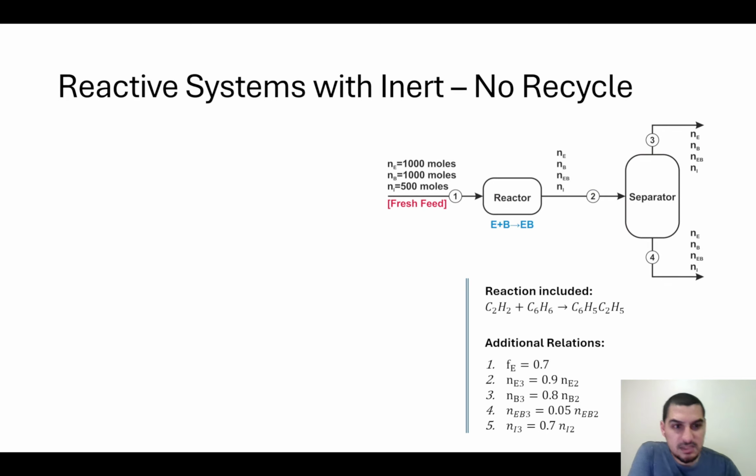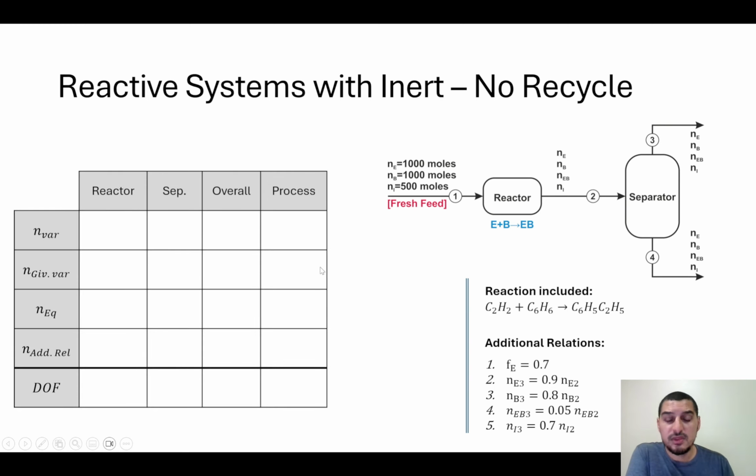I'll take this example, and this is going to be the last example for now, and we will continue next time. So this is the reactive system with inerts, and this is the problem for ethylbenzene production from ethylene and benzene. And we have the feed, as you see, then the reactor, then a separator, and we have this reaction here, and we have 5 relations, one which is the conversion in the reactor, and the rest is just the separation recoveries in the separator.